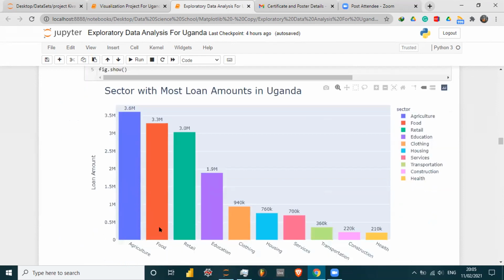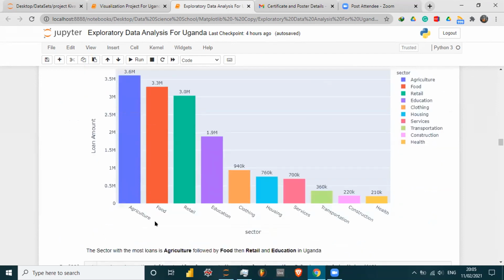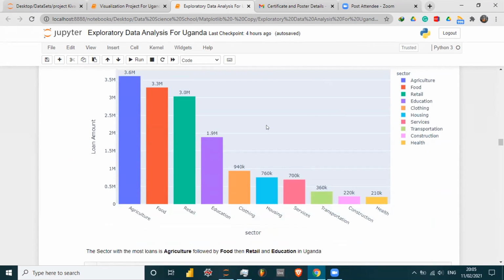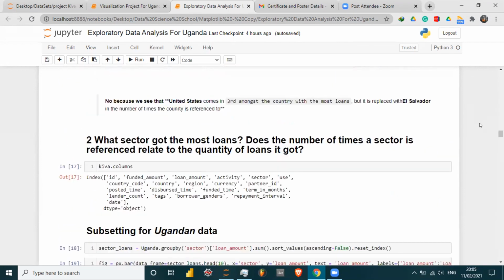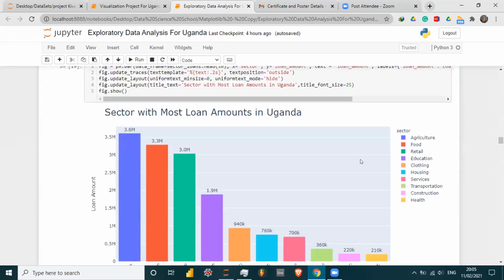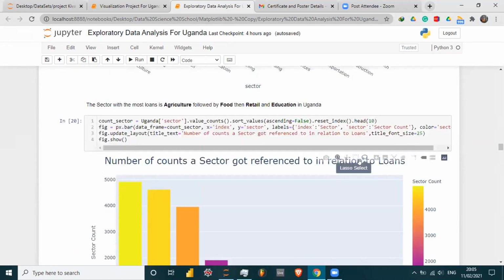So in Uganda we see that agriculture, food and retail are the topping sectors with the most loan amounts. For the second part of the question, does the number of times the sector is referenced relate to the quantity of loans it got? So I went ahead and did the same thing. I did the value counts and I used Plotly to plot it.